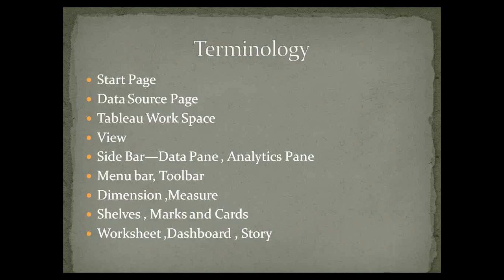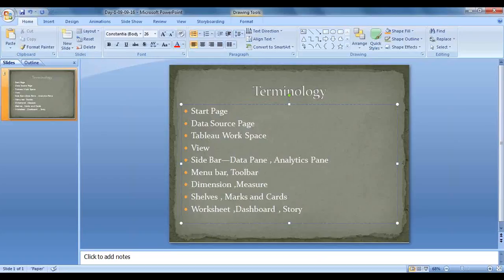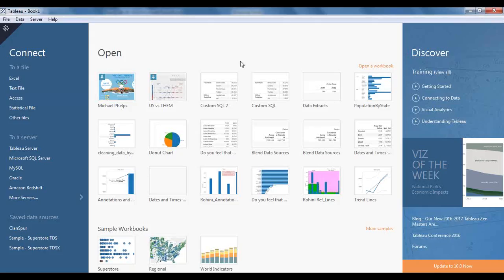So first thing is the start page. There are various options available in the start page. This is the screen, we call it the start page. On the left side of it, there is a pane called the connect pane. Using the connect pane, we can connect to various data sources, either file type data sources or any server based data sources.